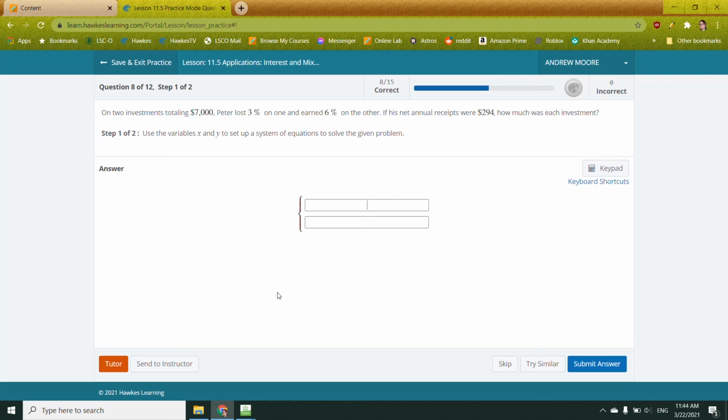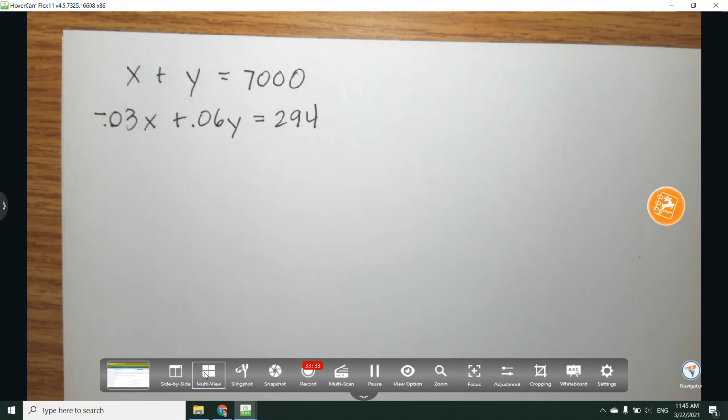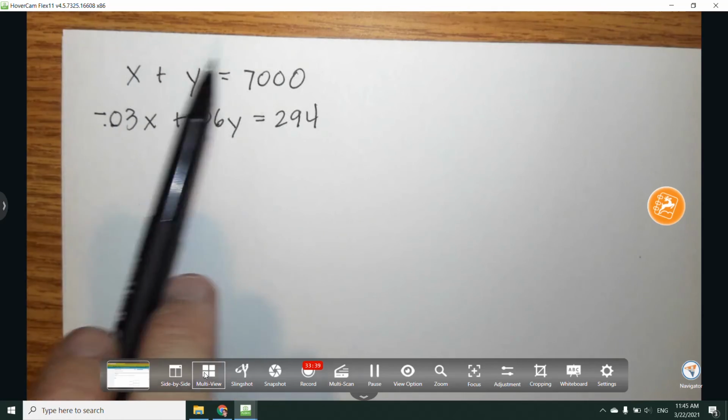On 2 investments totaling 7,000, Peter lost 3% on one and earned 6% on the other. If his net annual receipts were 294, how much was each investment? This is going back to one that we had seen before, where we're losing money on an investment, but this totals up to be 7,000.